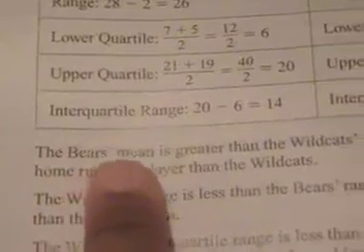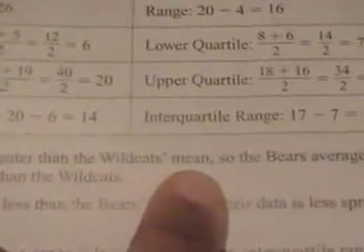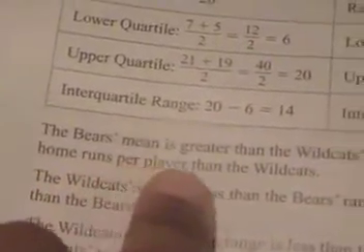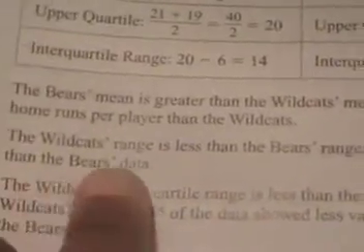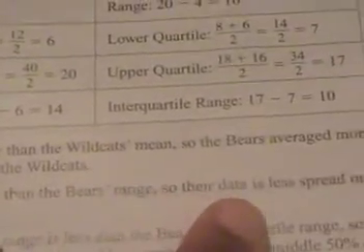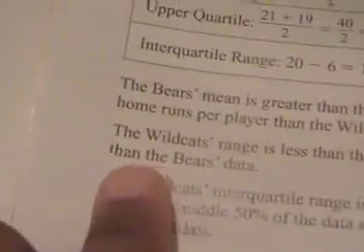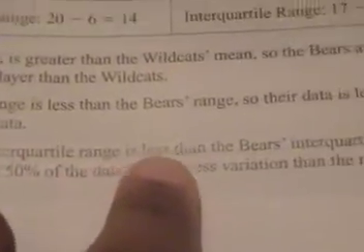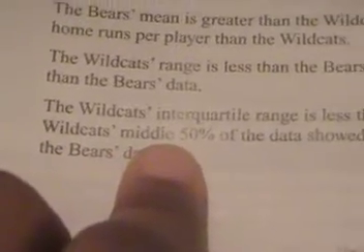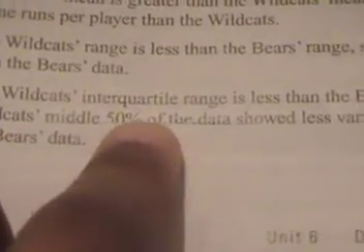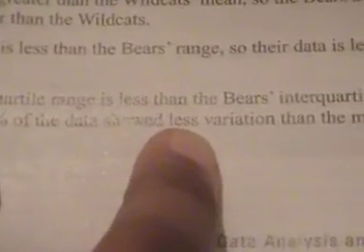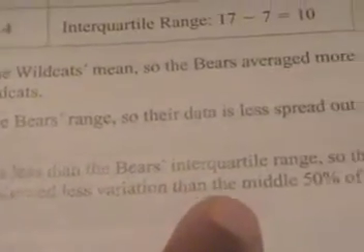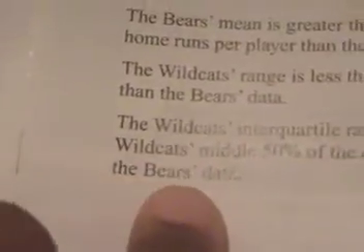The Bears mean is greater than the Wildcats mean, so the Bears average more home runs per player than the Wildcats. The Wildcats range is less than the Bears range, so their data is less spread out than the Bears data. The Wildcats interquartile range is less than the Bears interquartile range, so the Wildcats middle 50% of the data is less spread out than the middle 50% of the Bears data.